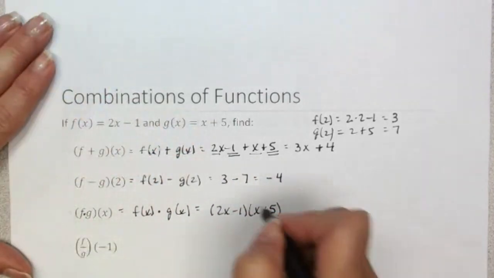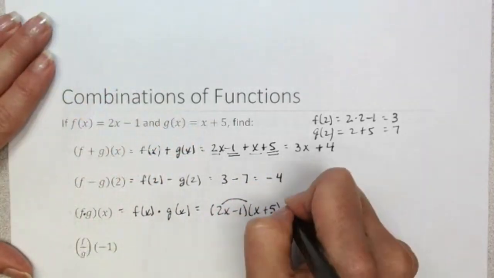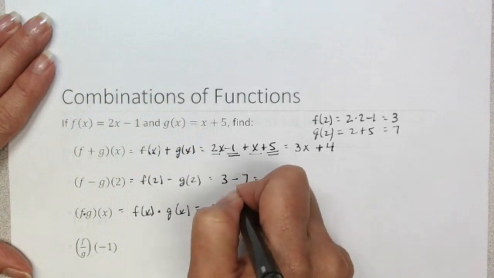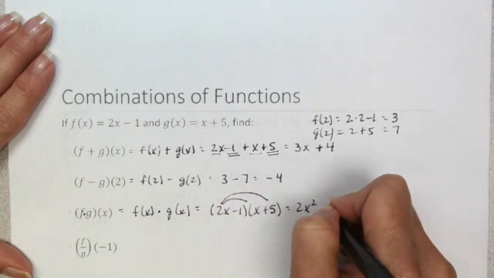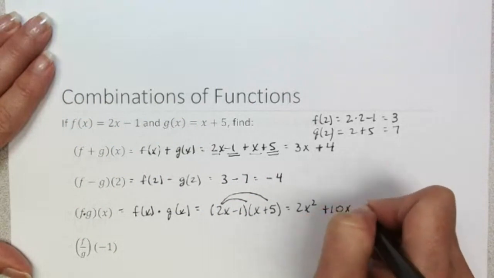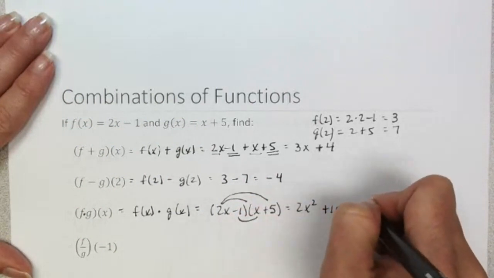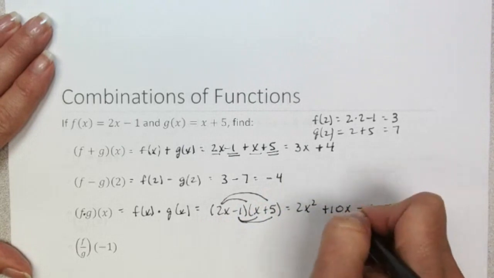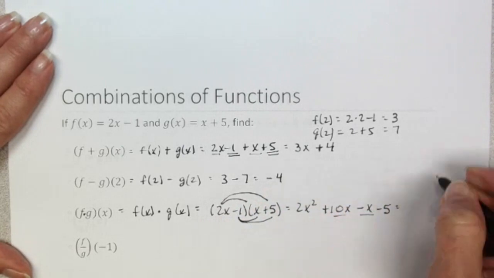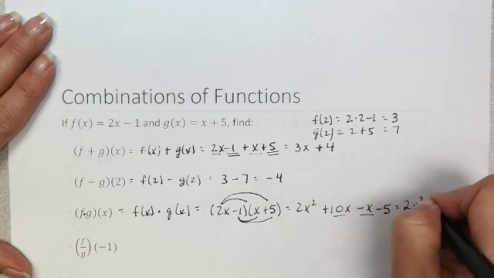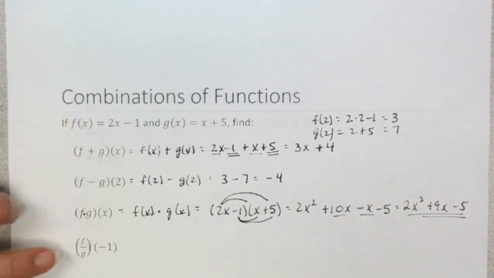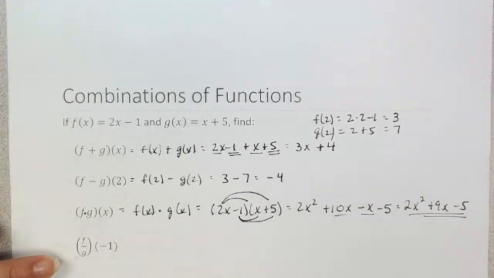Okay, multiplying those two binomials. Let's see, 2x times x is 2x squared. 2x times 5 is 10x. Negative 1 times x is negative x, and the negative 1 times 5 is negative 5. When we combine the like terms here, we have 2x squared plus 9x minus 5. Okay, one more example here. Now we're going to do division.